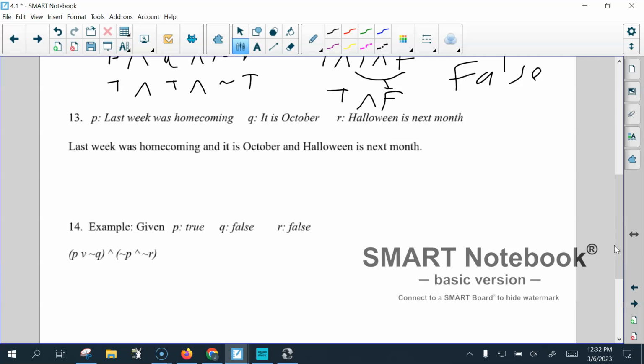All right, last week was homecoming. Not true. If it was a first semester class, we might be there. Last semester was homecoming, so that's my P. And it is October. That's Q. And Halloween is next month. Okay? So, if this was first semester, we'd answer it differently, but we're going to go with it being now. So, last week was homecoming is false. It is October. Well, that's false. And Halloween is next month. Well, that's false also.